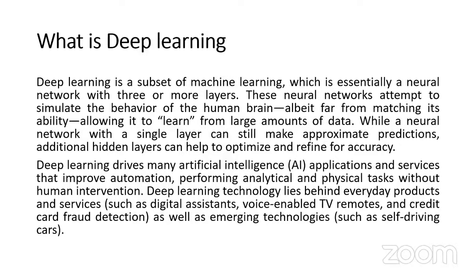These neural networks attempt to simulate the behavior of the human brain, but still it is far from matching its ability, allowing it to learn from a large amount of data. The amount of data is very important, another important factor in case of deep learning or machine learning or artificial intelligence in general. As we increase the amount of data, we'll get more accuracy.